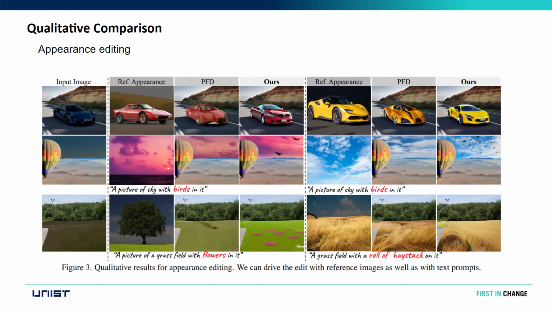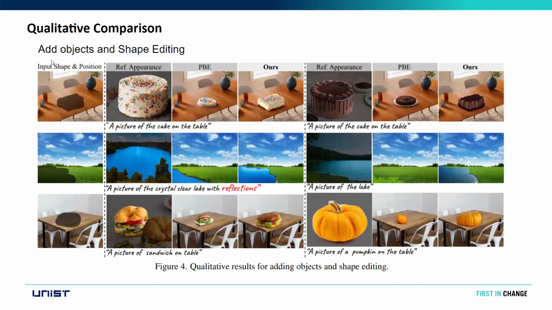And the same with the other case. For adding objects and shape editing, the baseline is PPE. PPE can include the cake on the table, but it cannot do the shape editing, like changing the cake from a circle to a rectangle.